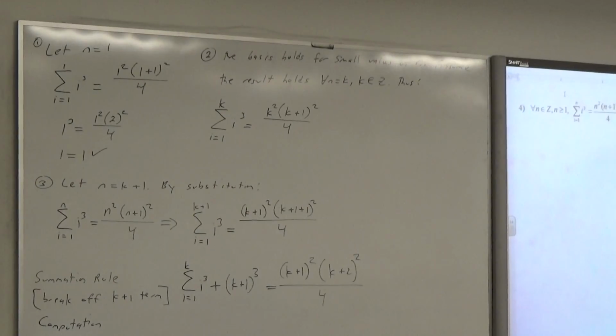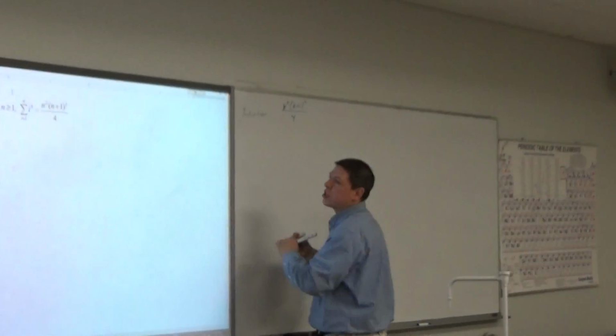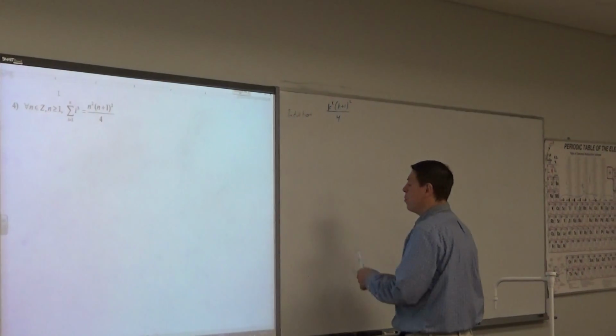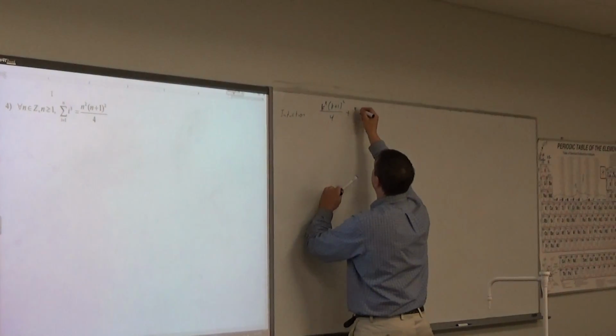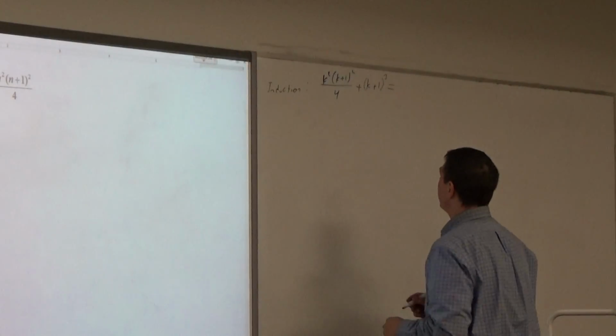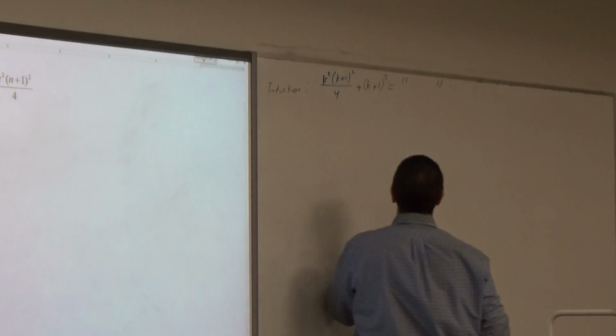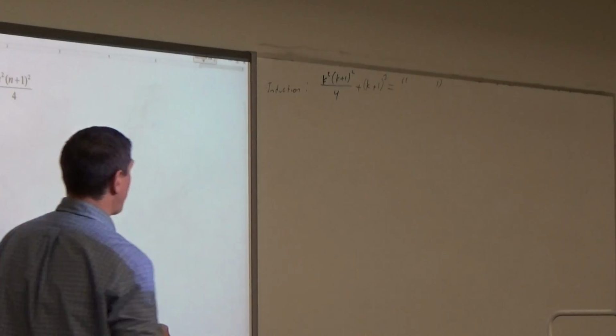So by induction, we're going to go ahead and replace the sum of i cubed with k squared times (k plus 1) squared divided by 4. We still have the (k plus 1) cubed. Some of you guys aren't liking that, but that's okay. It'll work out nicely. That's equal to the right-hand side.